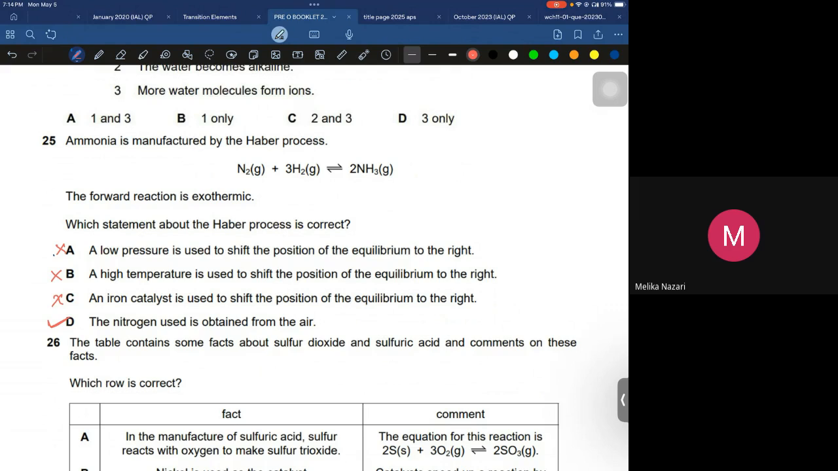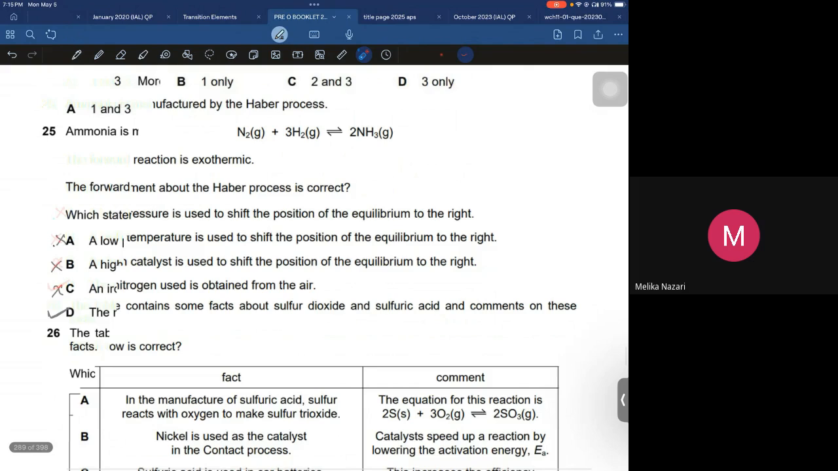We would be learning this concept, how nitrogen is obtained from the air. Basically we do fractional distillation of air. In air we have many gases: 21% oxygen and 78% nitrogen. So we can separate nitrogen gas from the air. And after having the nitrogen gas, we can react it with hydrogen. It would be forming ammonia. Simple. That's why D is correct.